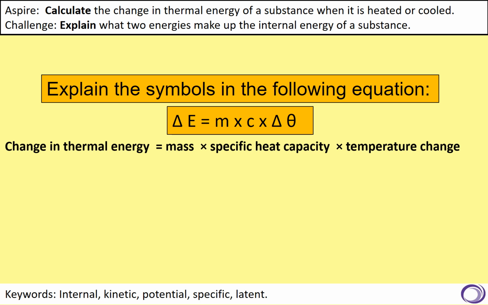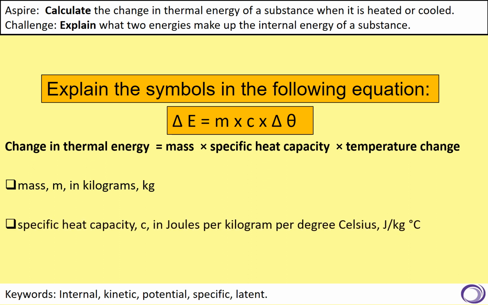Now, as for every equation, you need to know what each one is measured in. So mass is measured in kilograms, as always. The specific heat capacity is in joules per kilogram per degree Celsius. We're going to come on to that in the next couple of slides. And then the change in temperature is in degrees Celsius.